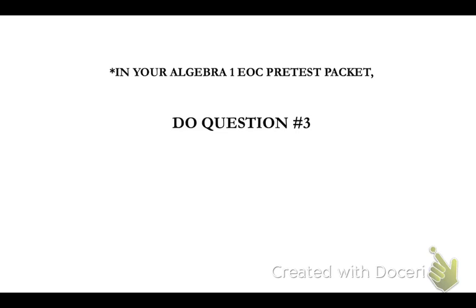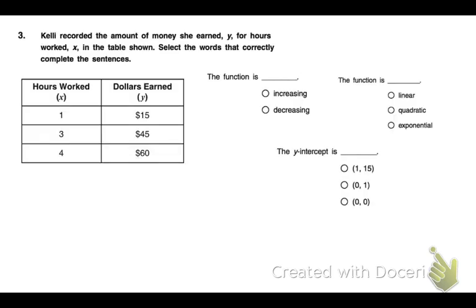Now go back to your pretest packet and look at number 3. Kelly recorded the amount of money that she earned, y, for hours worked, x, in the table, and we're going to select the words that correctly complete the sentences. One thing I notice when I look at the table is that her hours kind of jump. They go from 1 to 3 and then from 3 to 4. When she worked 2 hours, her money earned went from 15 to 45, so it jumped $30. When she worked 1 more hour, it jumped 15.